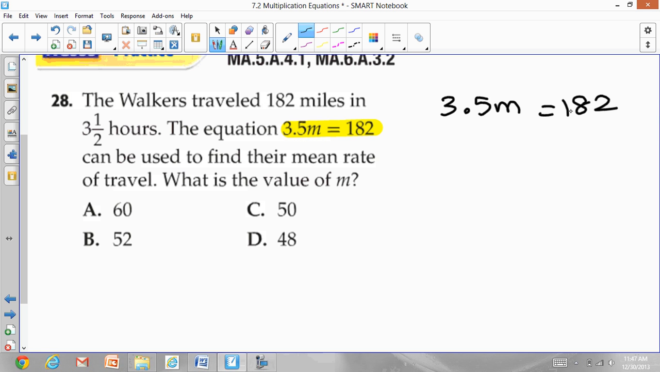So once you get the starting point, you need to understand what the m stands for. So they're asking you what is the value of m, which means this is what you need to find. It's a multiplication equation. So 3.5m, there is nothing between the number and the letter, so it's multiplying. The opposite is divide by 3.5 on the left and divide by 3.5 on the right. Cancel, you get m equals.